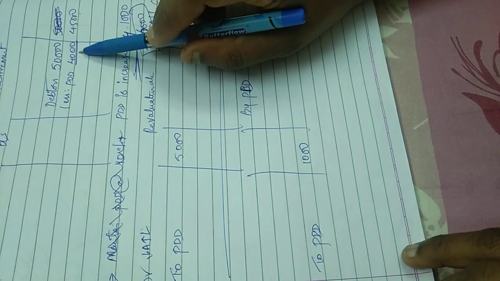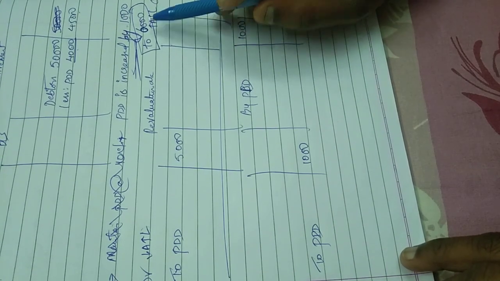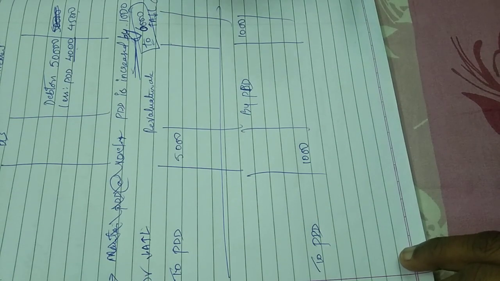How much was there in the box? 4,000. Now how much do they want you to keep in the box? 6,000. See, "to" and "by" are different. "By" means you will put that amount inside the box. "To" means this is the final amount inside that box.